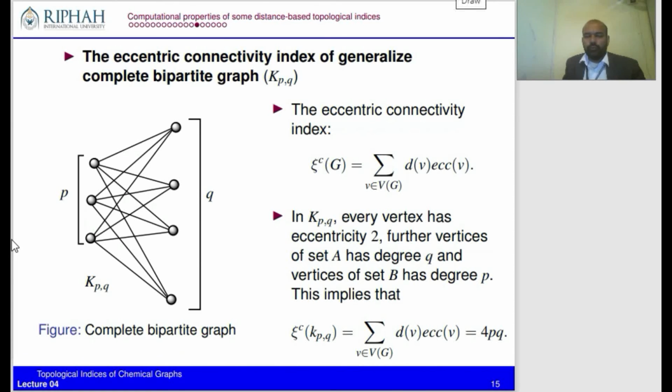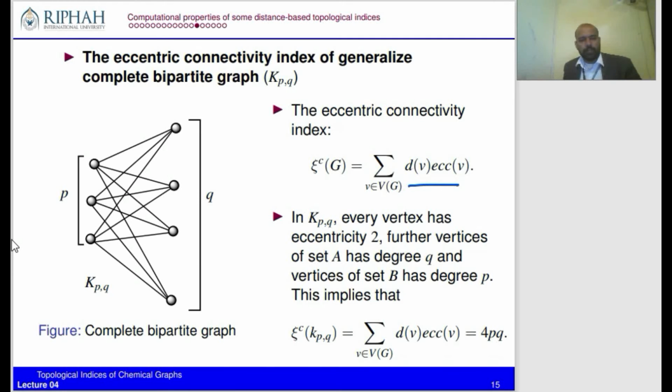So now we move to the next definition, which is the eccentric connectivity index of the complete bipartite graph. The eccentric connectivity index is defined as the summation, over all vertices, of the degree multiplied by the eccentricity of the vertex. So we need to find the formula for the complete bipartite graph. Observe that the vertices in A have degree Q, the vertices in B have degree P, and as we have discussed already, every vertex has eccentricity 2.